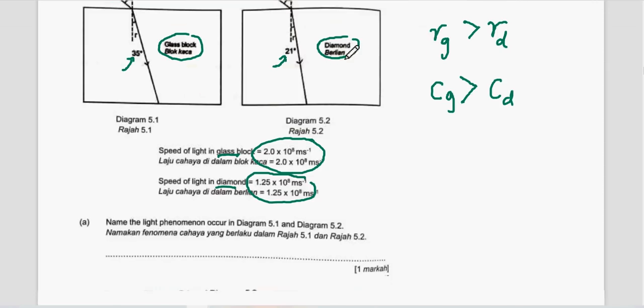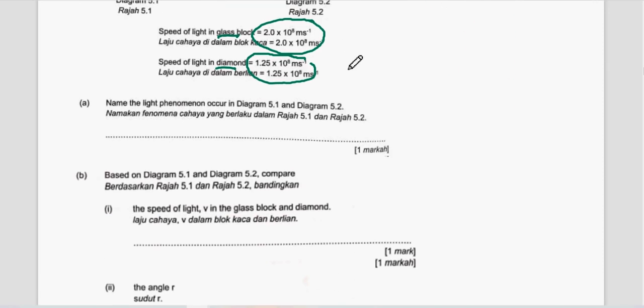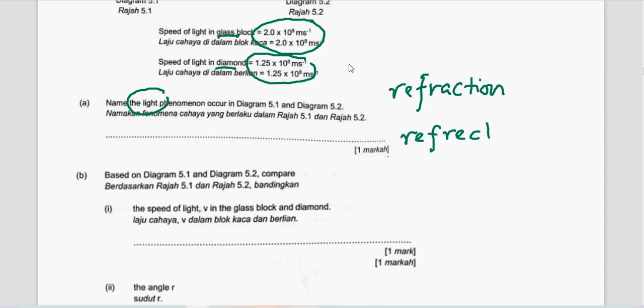The first question asks what phenomenon this is. This is refraction. Make sure the spelling is correct: R-E-F-R-A-C-T-I-O-N, refraction. Don't spell it R-E-F-R-E-C. This one is wrong, so be careful with this. This one is correct.